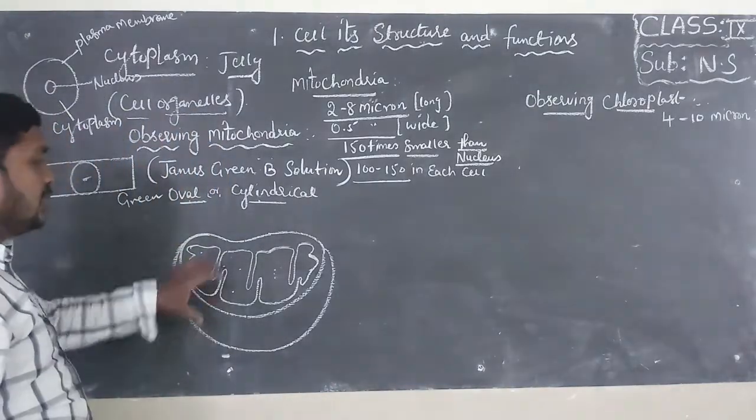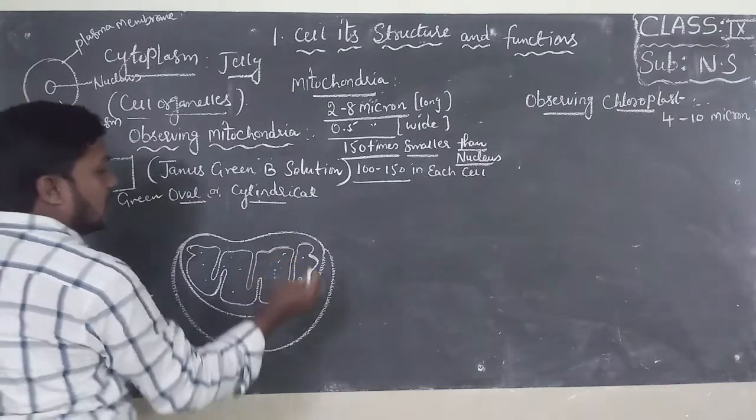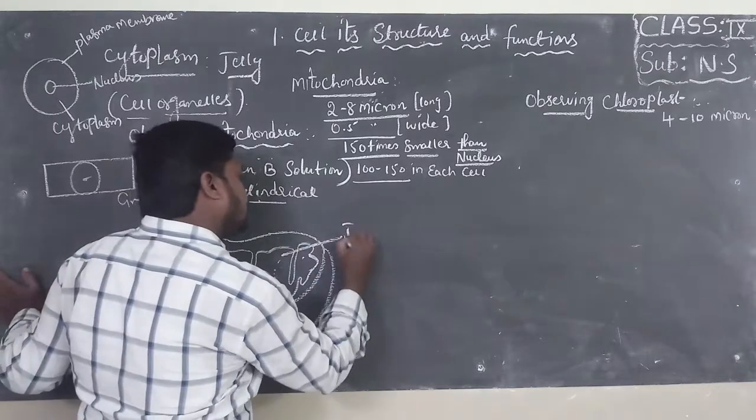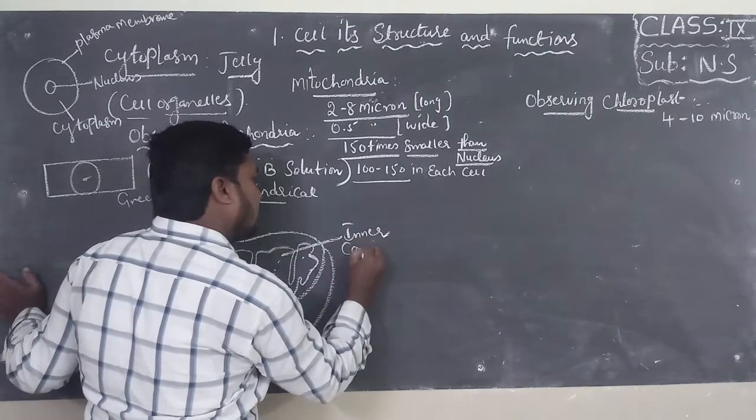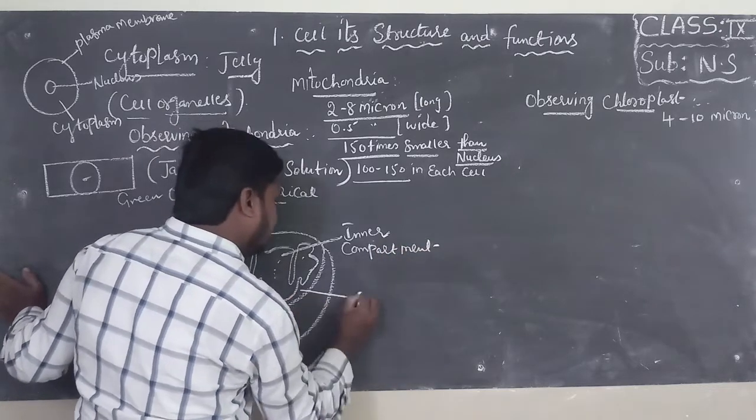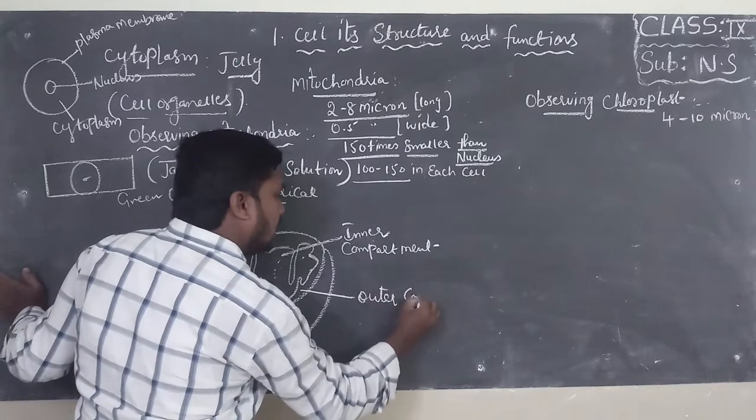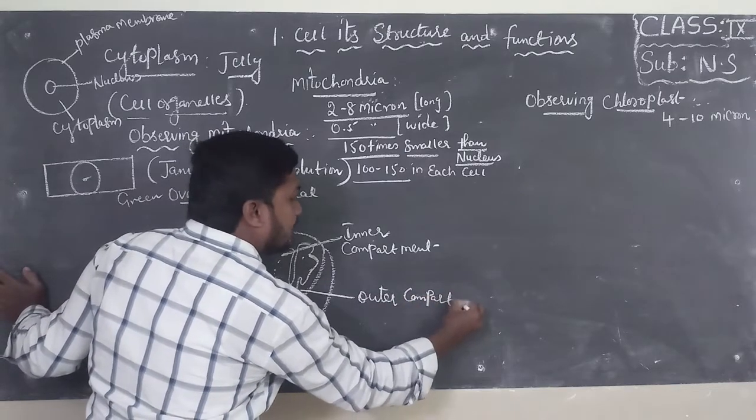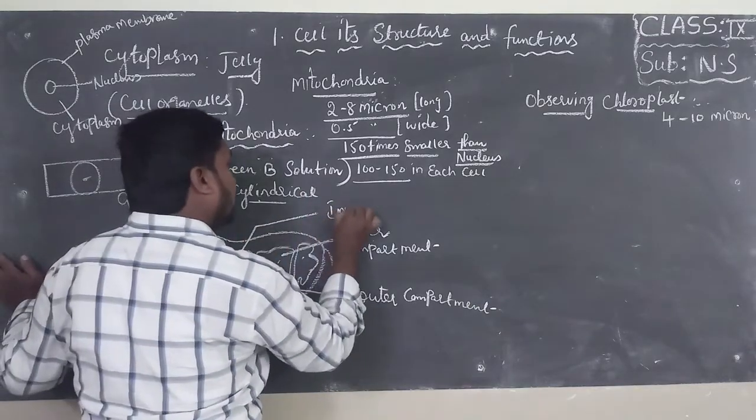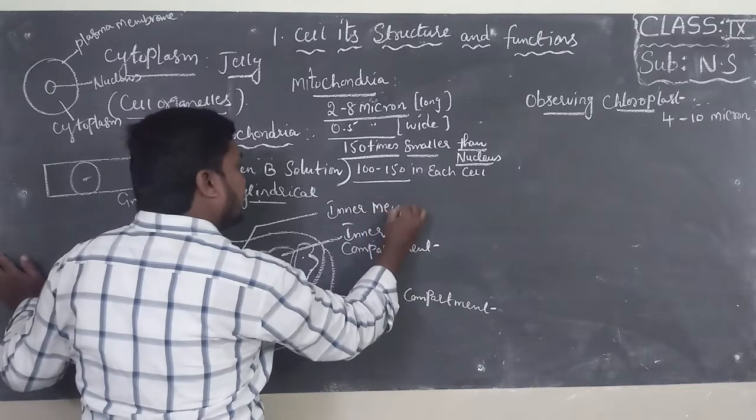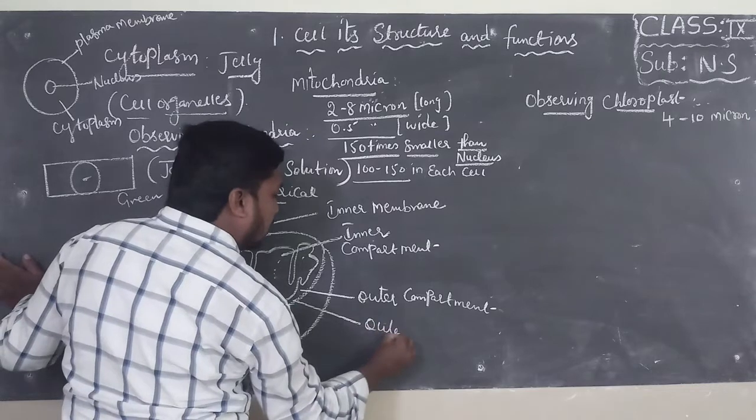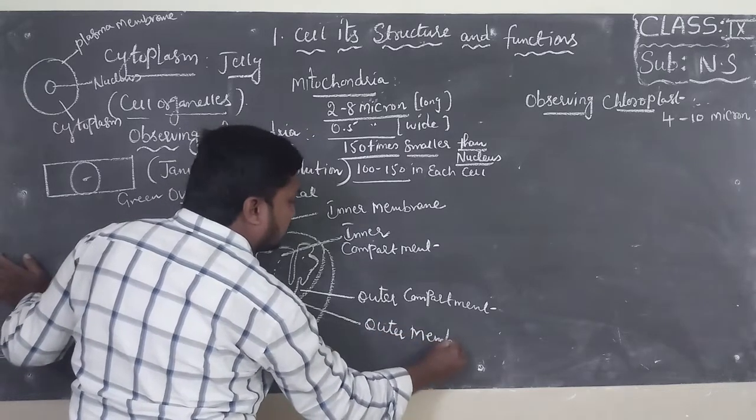Now I will write the parts of mitochondria. If you observe mitochondria, we can find two compartments or two chambers: the inner compartment and the outer compartment or chamber. The inner compartment is surrounded by a membrane called the inner membrane. The outer compartment is surrounded by a membrane called the outer membrane.